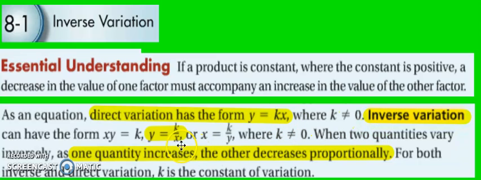Inverse variation, my formula is y equals k over x. As my value of one quantity increases, the other quantity decreases proportionally. That's what makes it an inverse variation. In this equation, k is our constant of variation.